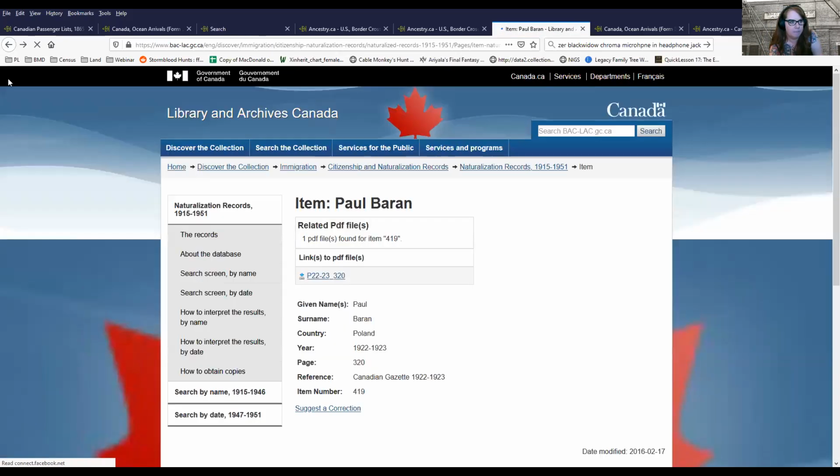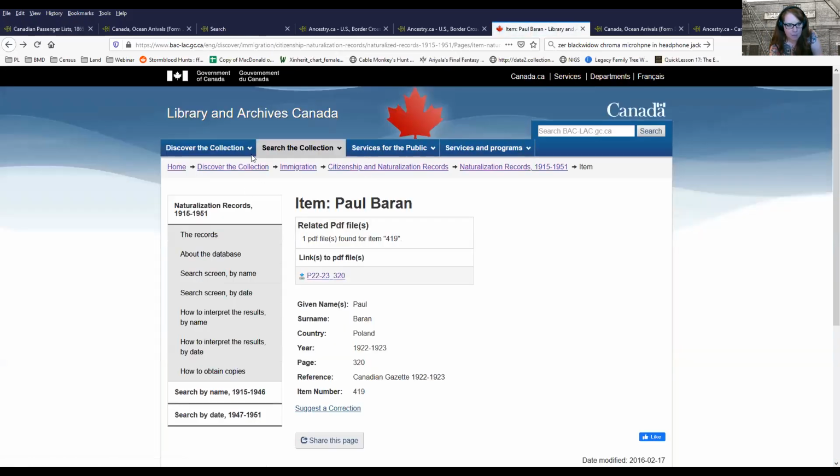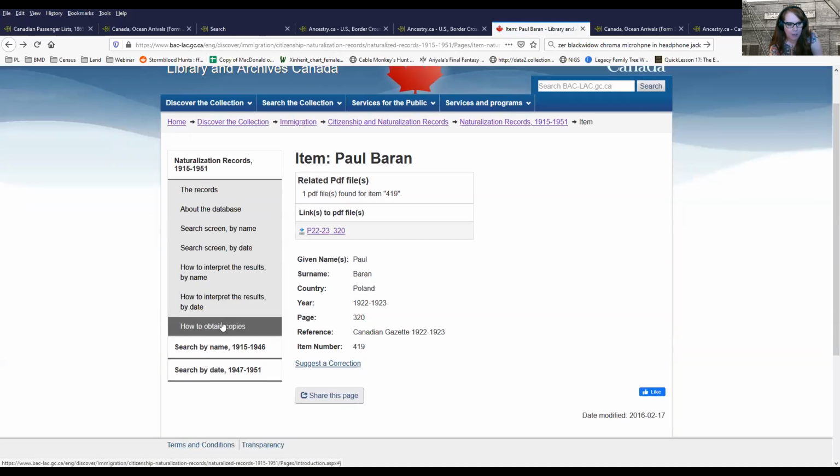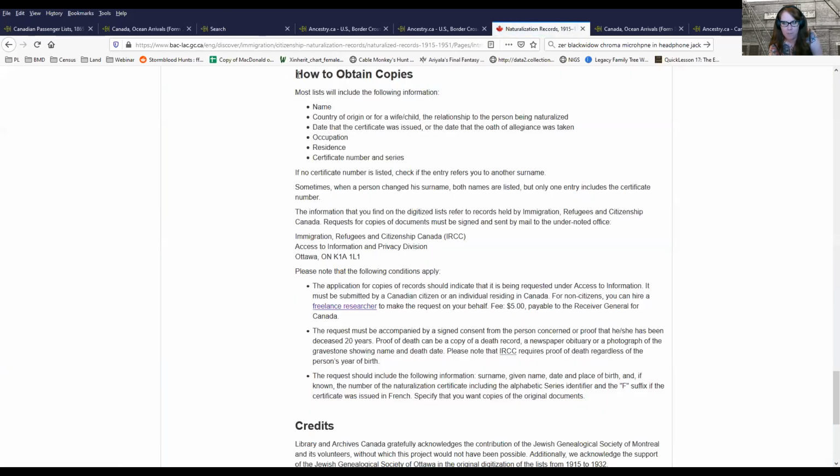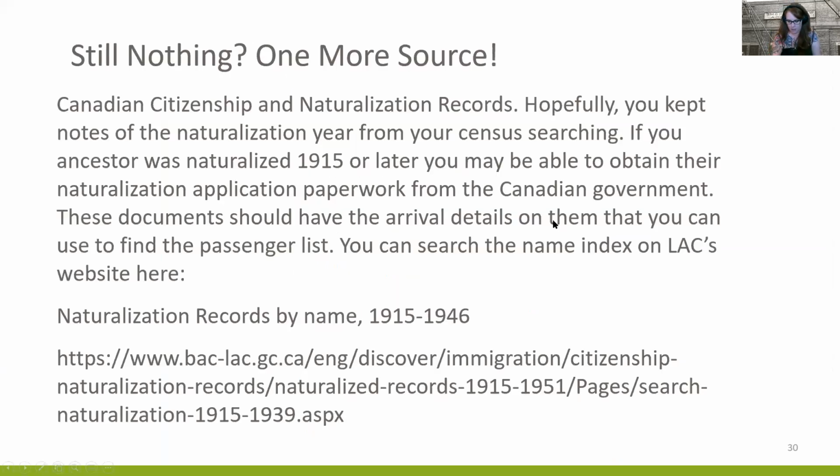And if you go back, Library and Archives Canada has a nice little area here that tells you how to obtain copies. They give you the details on how you do the request to get those documents. Okay. Let's go back.